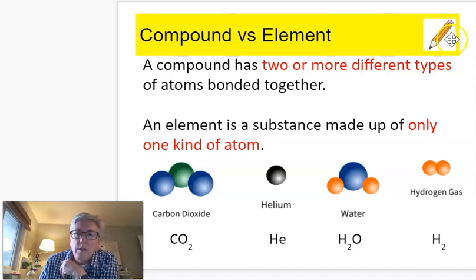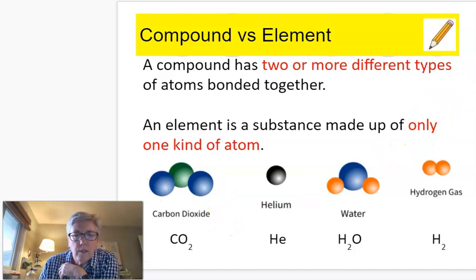On several slides here, I have a little pencil, which means that if you're taking notes, this is a good thing to write down. And again, this is review, so maybe you already know this, but a compound is a substance that has two or more different types of atoms bonded together. And an element is a substance made up of only one kind of atom. So something that's straight off of the periodic table.